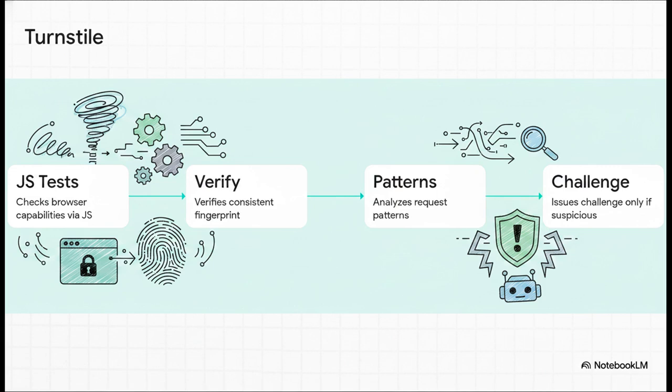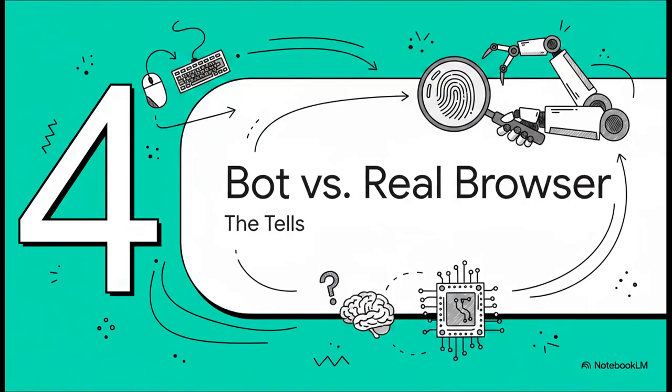Then we have Cloudflare Turnstile, which takes a slightly different angle. Turnstile relies heavily on testing your browser's underlying capabilities through really complex JavaScript engine tests. It basically verifies that your fingerprint matches the actual capabilities a real browser should possess. It analyzes your request patterns and usually only issues a challenge if it detects genuinely suspicious signals. So it's a lot less about how your mouse moves and a lot more about proving your browser's underlying engine is authentic.